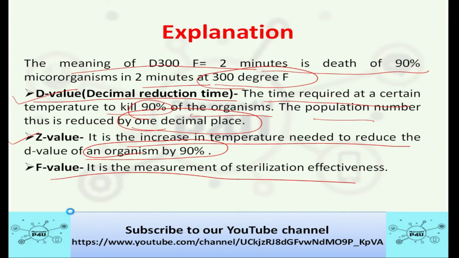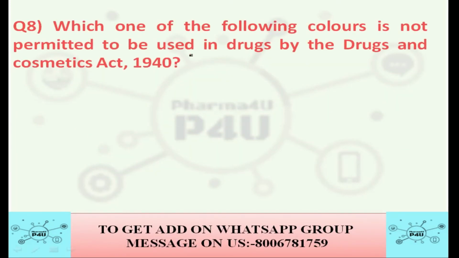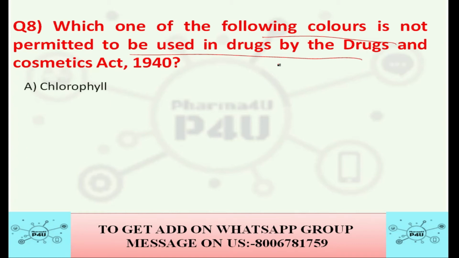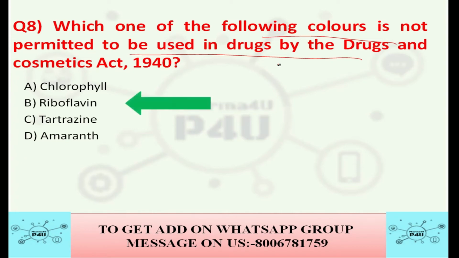Now moving on to the next question: which one of the following colors is not permitted to be used in drugs by the Drug and Cosmetic Act 1940? Options are: option A is chlorophyll, option B is riboflavin, option C is tartrazine, option D is amaranth. So which one of the following colors is not permitted to be used in drugs by the Drug and Cosmetic Act 1940? So the correct answer is riboflavin.